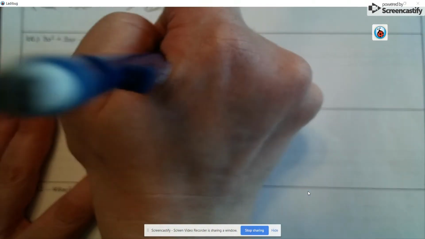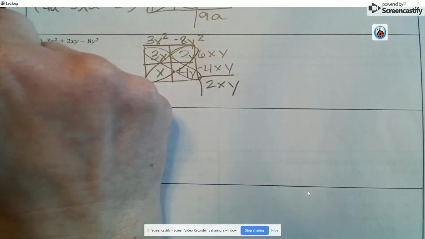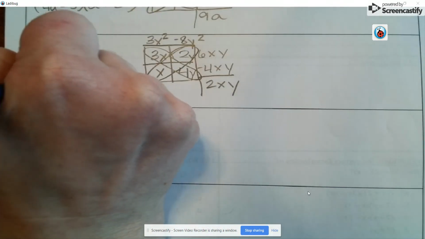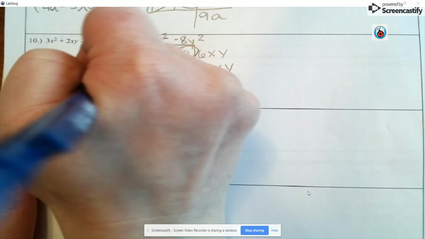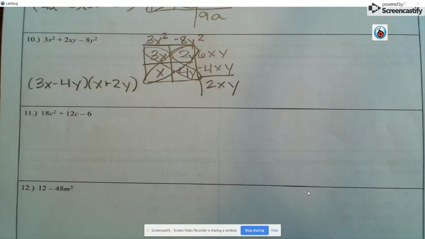Now I have to remember to go diagonally. So my factors are 3x minus 4y times x plus 2y. That's the answer for that one. If we take a look at number 7, again, we do want to check for the GCF.